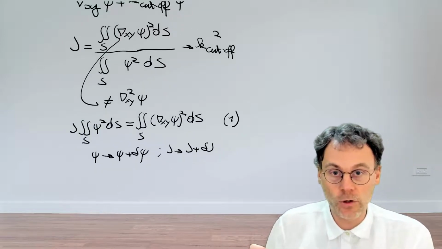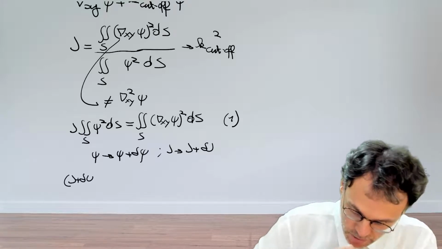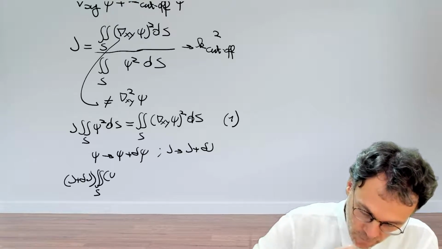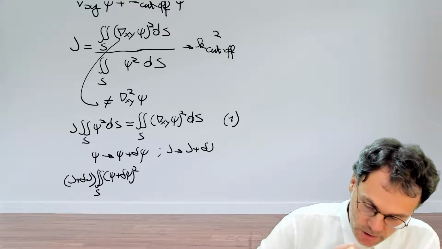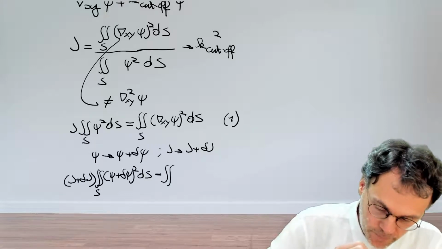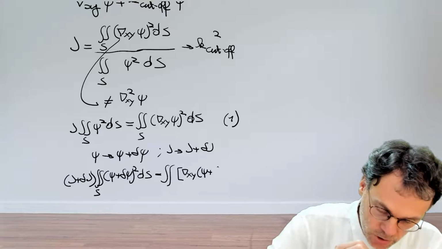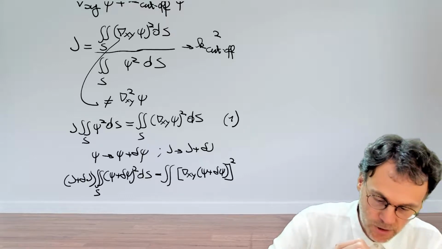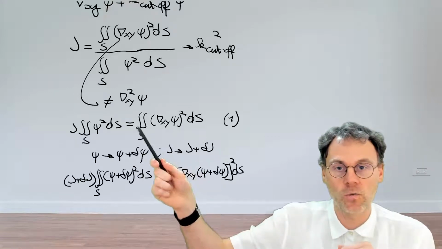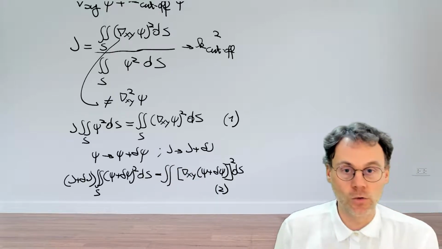So if we do that perturbation of that equation, we end up with j plus delta j, the integral of psi plus delta psi squared ds is equal to the integral of the transverse gradient of psi plus delta psi squared ds. So this is what we get when we take that expression 1 here and perturb it a little bit. And that expression we're going to call expression 2.